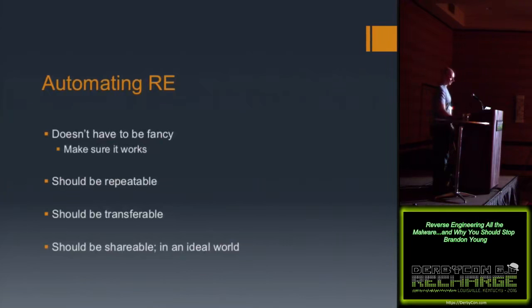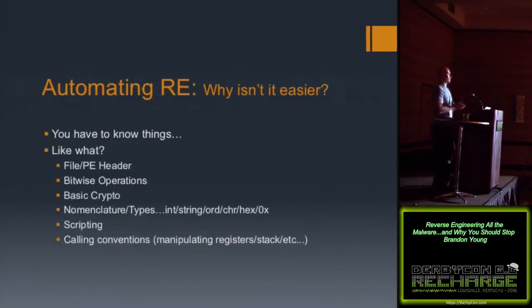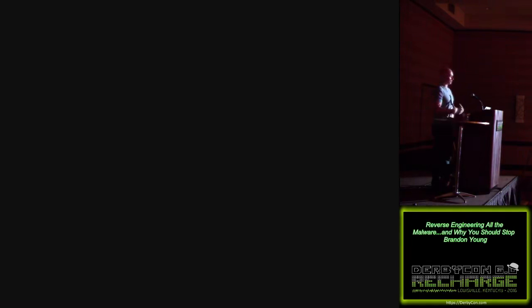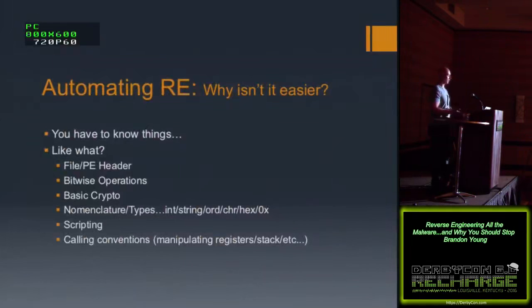So why isn't automating reverse engineering tasks easier? Well, you've actually got to know stuff. Some of the things you need to know are very basic. If you're a reverse engineer, you think, oh, everybody should know how to do this. But like I said earlier, not everybody who's looking at malware and doing malware analysis is a reverse engineer. So you need to understand basic file headers, PE headers, bitwise operations, and some basic crypto.